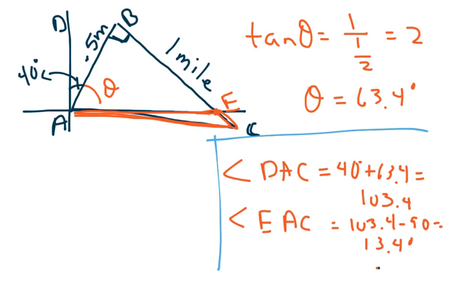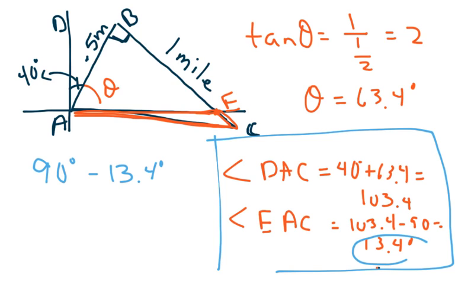Now, what they really want is the bearing. So what we're going to do is take 90 degrees minus your 13.4 from here, and that equals 76.6 degrees. So the control tower should be a bearing of 76.6 degrees east.